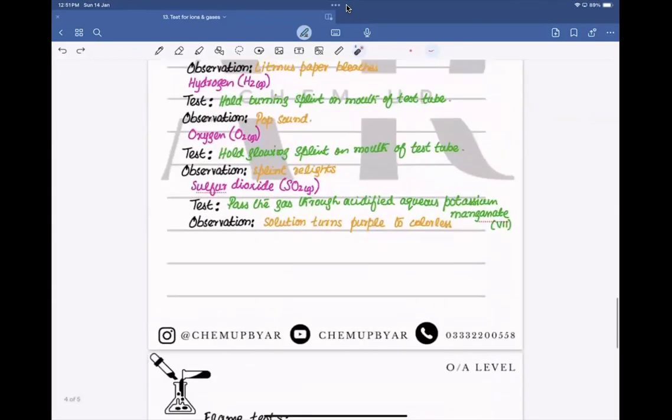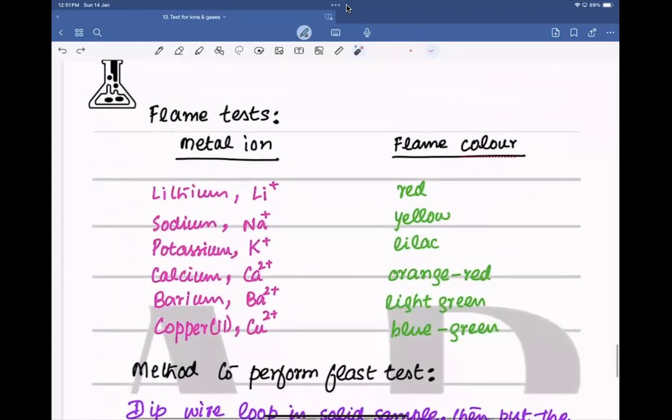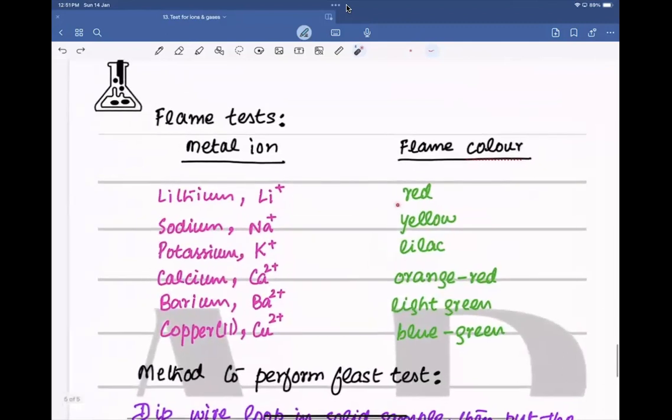Okay. Now, there is a flame test. So you have to remember the flame color of the cations: lithium shows a red flame, sodium ion shows a yellow flame, potassium ion shows a lilac flame, calcium ion shows an orange-red flame, barium ion shows a light green flame, and copper(II) ion shows a blue-green flame. Take this screenshot.